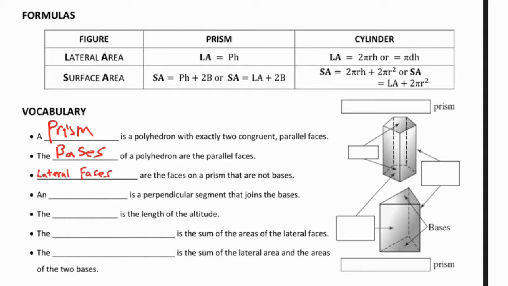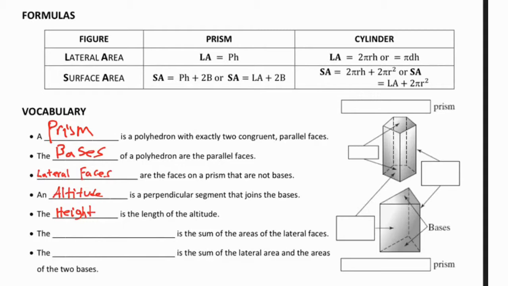And blank is a perpendicular segment that joins the bases. This is going to be known as the altitude. So the altitude are the edges that are in between the two bases. And the blank is the length of the altitude, which is known as the height. So height and altitude are technically the same exact thing.